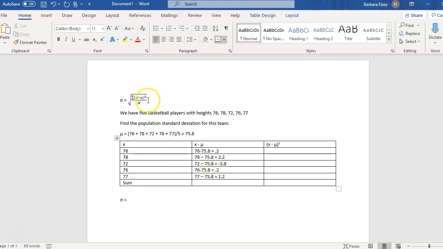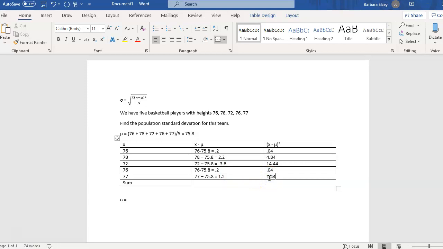Now that I have that answer, I'm going to take my answers and square them. So I'm going to take the things I got as answers in this column, and I'm going to square them and put them over here. So I'm going to say 0.2 times 0.2. If I put that in the calculator, that's 0.04. And 2.2 times 2.2. If I put that into the calculator, it's 4.84. And negative 3.8 times negative 3.8. I put that into the calculator, I get 14.44. 0.2 times 0.2 again will be 0.04. And 1.2 times 1.2 will be 1.44.